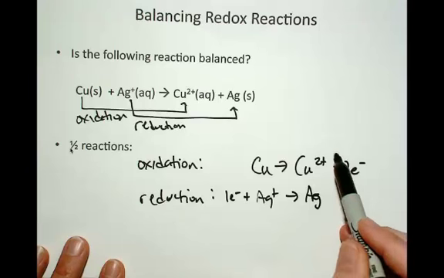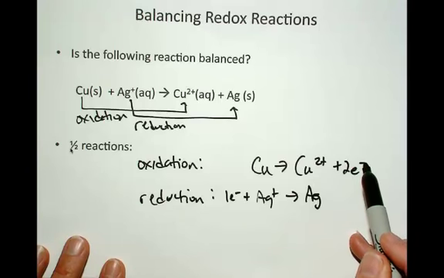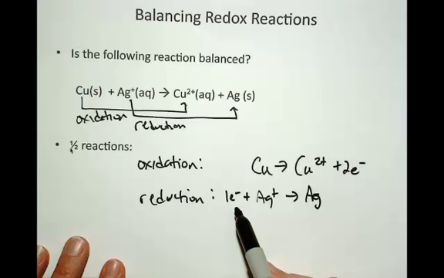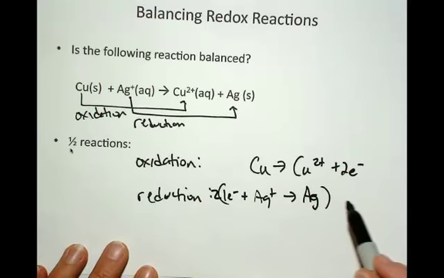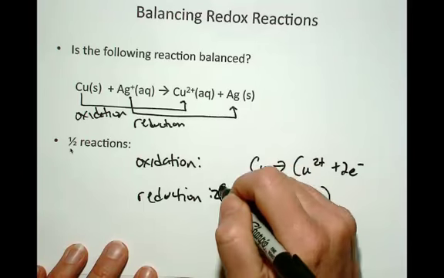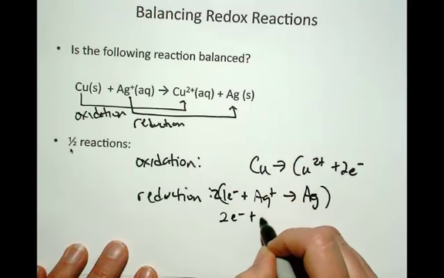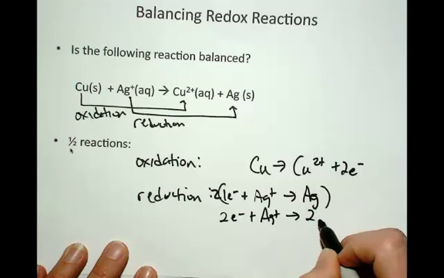But the last thing you have to check before you add the two together is to make sure that the number of electrons being produced in the oxidation is the number of electrons being received in the reduction. In this case, it's giving off 2, but this is only taking up 1. So to truly balance it, when we put it together, we're going to have to multiply this whole little half reaction by 2. That'll give us 2 electrons plus 2 silver ions, 2 silver.